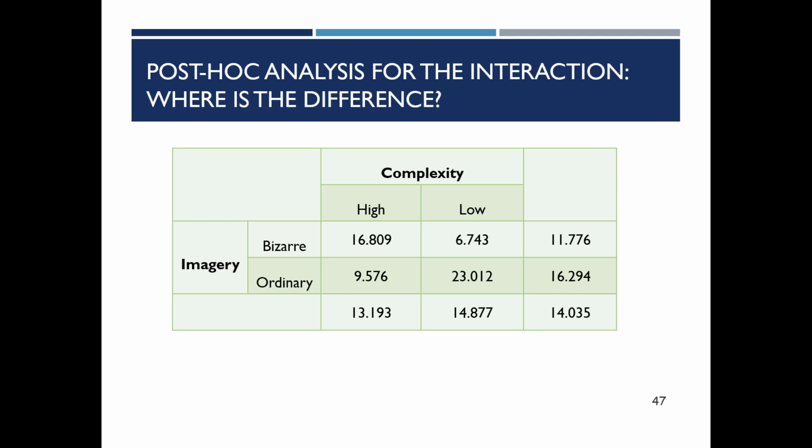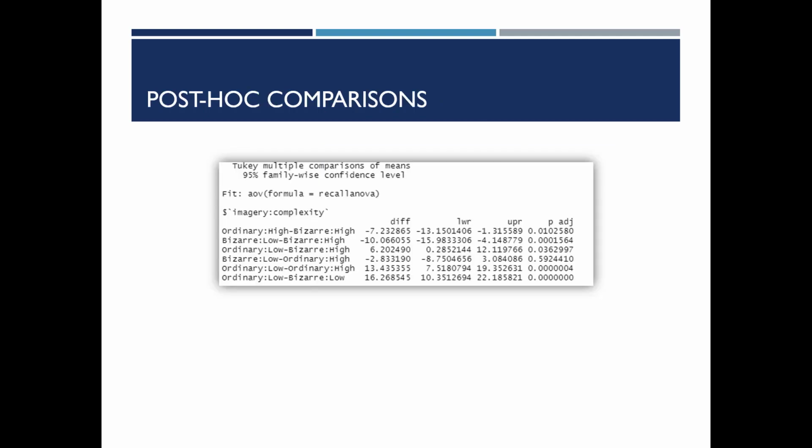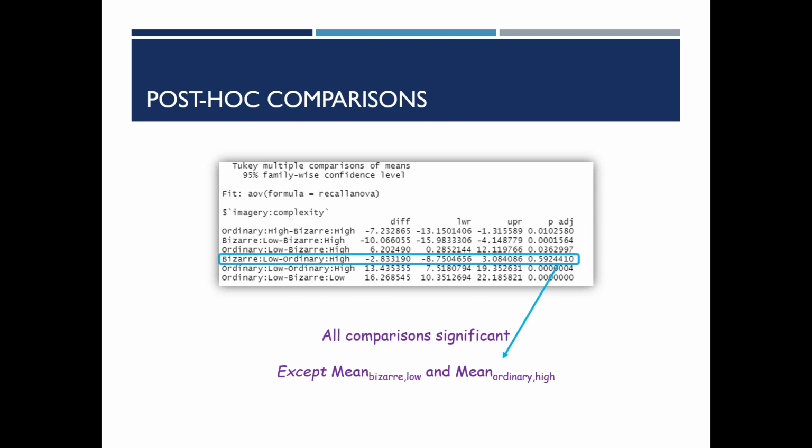So I have copied over the means into this table, and then we're using the Tukey HSD test. You compared these means against one another. And so here was the result. And again, if you look at the p-adjusted column, then you will notice that all these comparisons appear to be significant. And so all these means are significantly different from one another, except for this particular row.